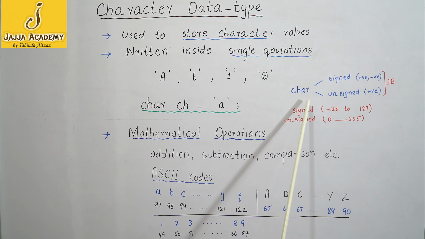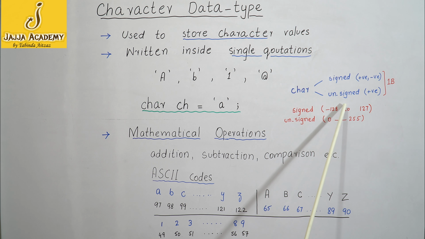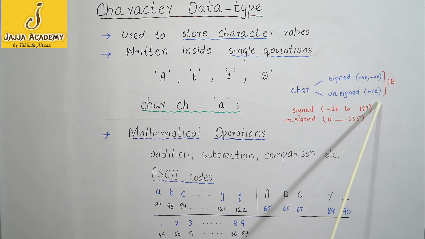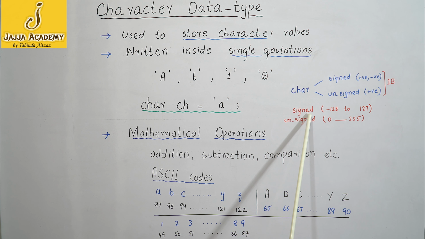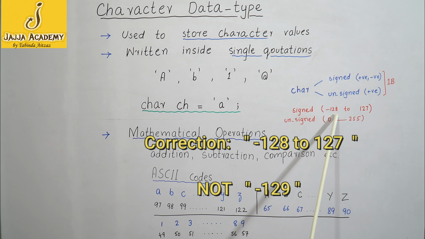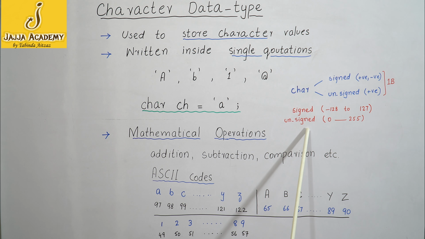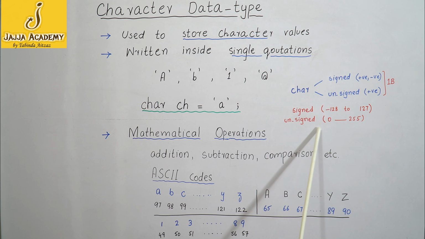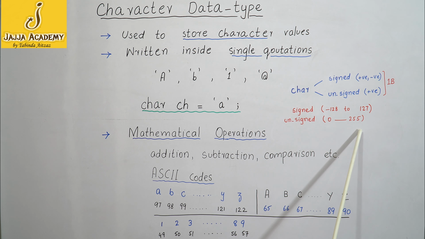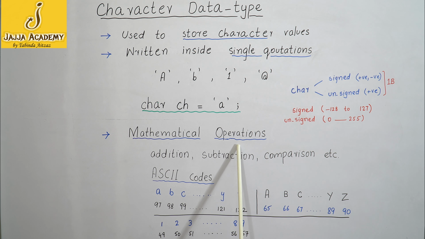A character variable may be a signed character or an unsigned character. In both cases, it requires 1 byte in memory. A signed character supports character values from -128 to +127. In case of an unsigned character, the values stored may range from 0 to 255. An important feature of the character data type is that we can perform mathematical operations on character values, such as addition operation, subtraction operation, comparison operation, etc.